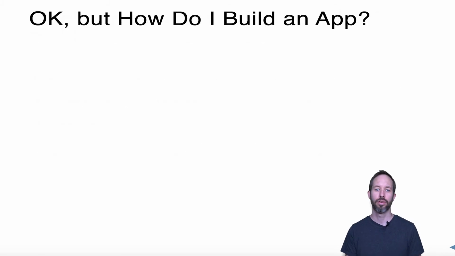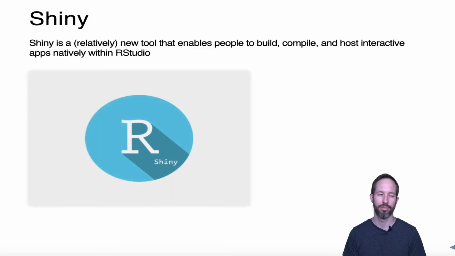Okay, so suppose you can live with all those and you want to dive in. What's the best way to build an app? Well, the really cool new technology, relatively new now, I guess Shiny's probably 5 or 6, maybe even 7 years old now. Shiny is a tool that enables people to build, compile, and even host online interactive apps, all natively, all exclusively within RStudio. So that's pretty cool.